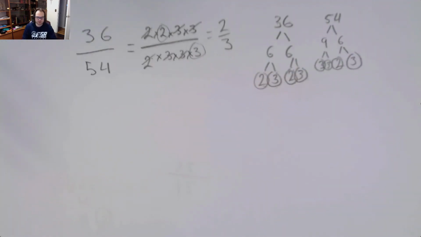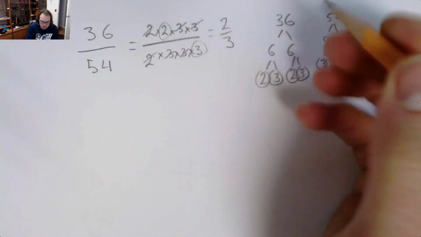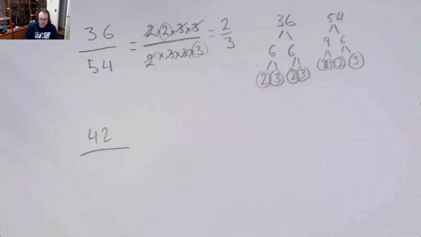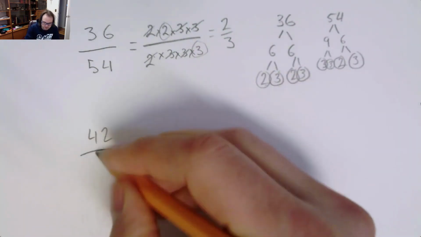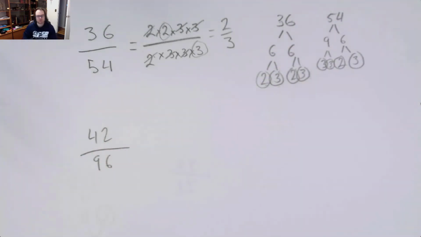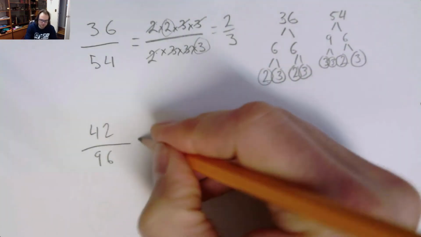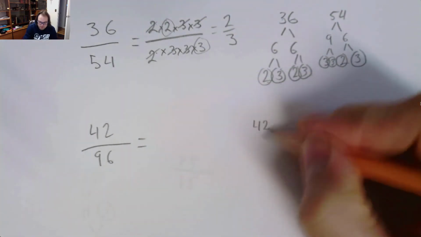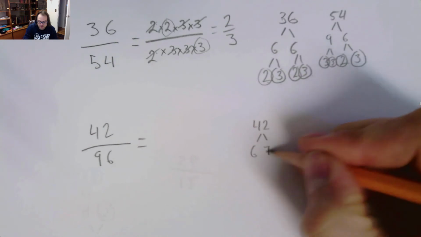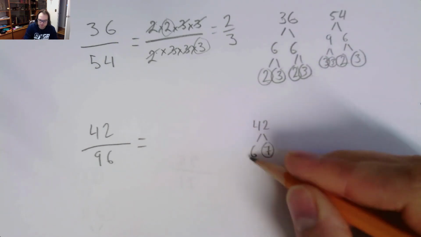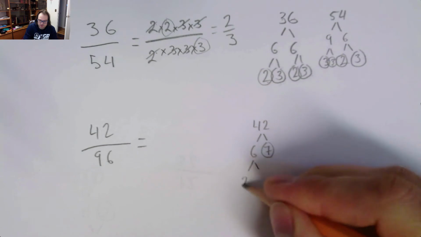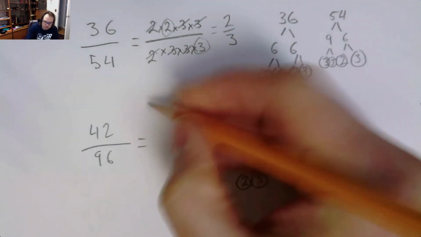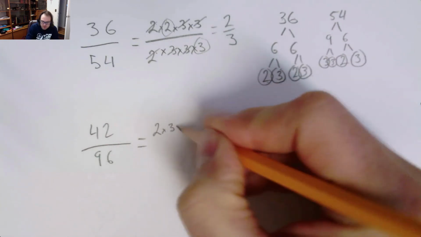Let's try another one like this. Let's try 42 all over 96. Okay? And we want to simplify. So let's first look at 42. 42 is 6 times 7. 7 is prime. 6, let's break that down. That's 2 times 3. So 42 is 2 times 3 times 7.